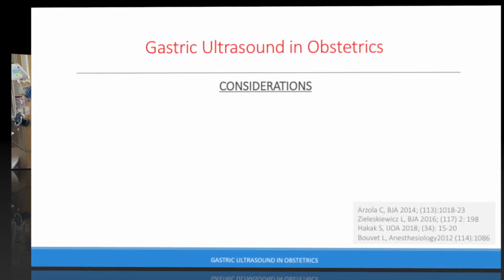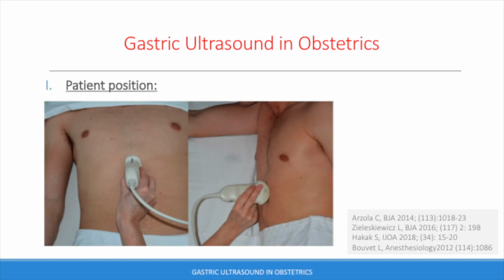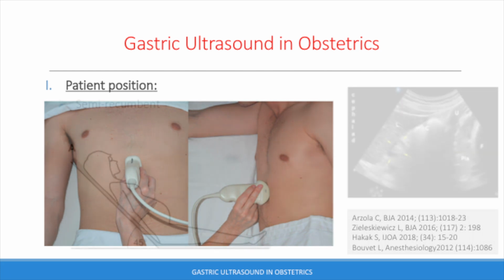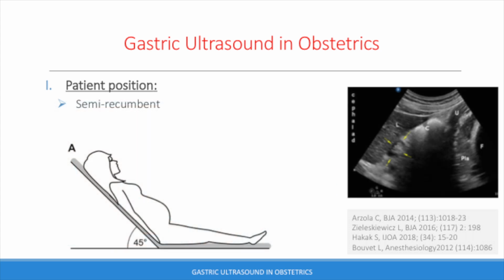When performing a gastric ultrasound in pregnant women, there are several points to consider. The first is patient position. While the gastric ultrasound exam is usually performed in the supine and right lateral position in non-pregnant patients, for pregnant patients it is performed in the semi-recumbent position. It is important to note that the right lateral position is often not well tolerated in pregnancy.